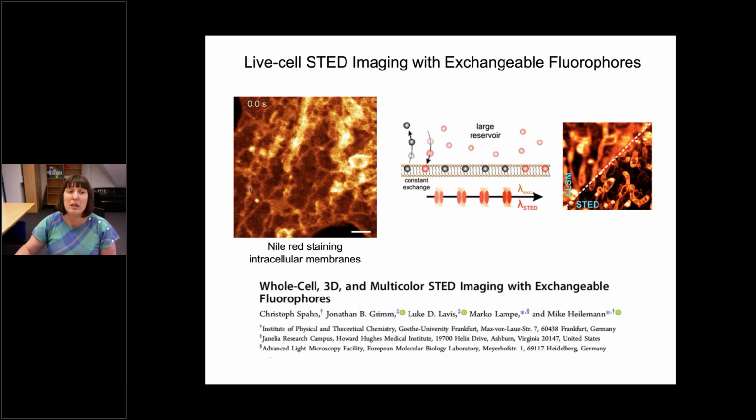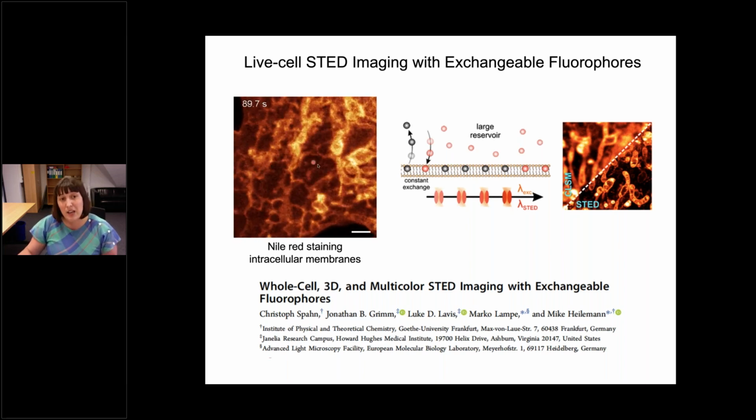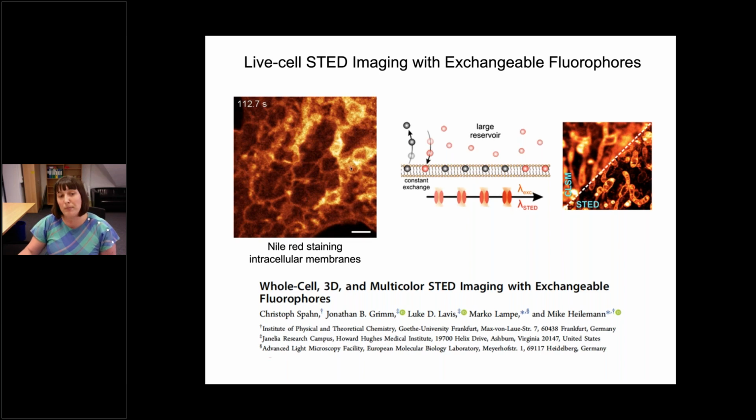And what Nile Red does is it just labels all the intracellular membrane. You can clearly see ER tubules here and also mitochondria. What is very important here is that this Nile Red comes on and off the membranes, providing a very large reservoir of unbleached label. And I'm also really excited about further development of these probes, hopefully in the direction of being able to selectively label various intracellular membranes.